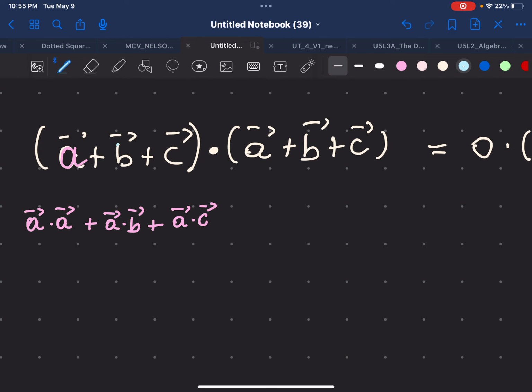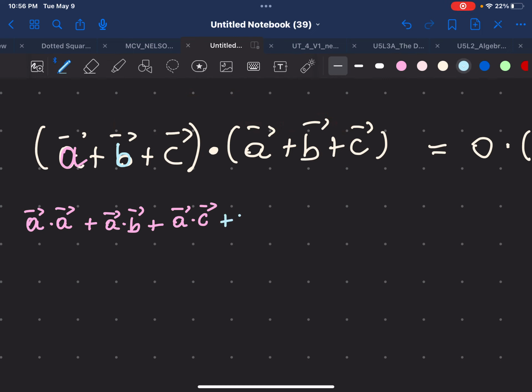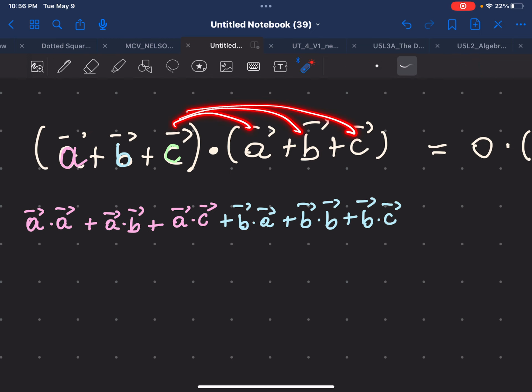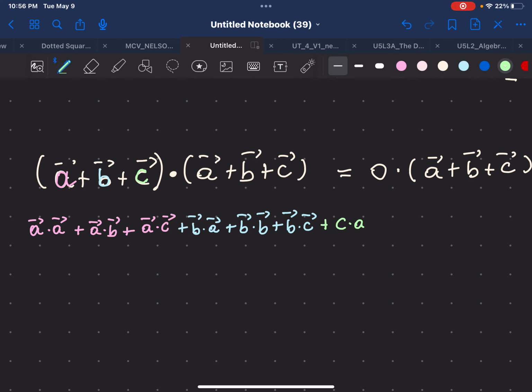Next, we're going to do vector b. For vector b, same thing: b dot a, b dot b, b dot c. Let's write that down. Plus b dot a plus b dot b plus b dot c. Lastly, we'll do vector c here. So we have vector c dotting every vector in the second set of brackets. So we have plus c dot a plus c dot b plus c dot c.